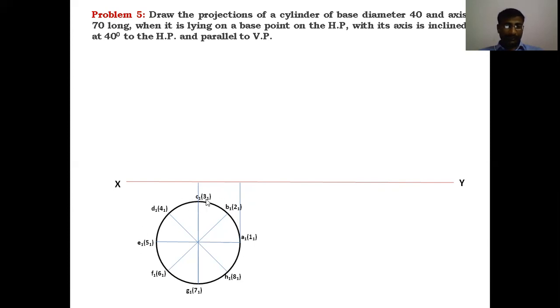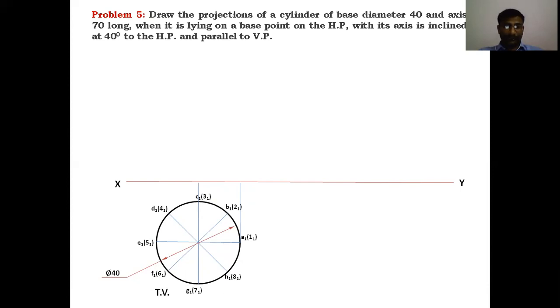Of those points, the upper base points are the lettering points, A1, B1, C1, D1 up to H1, and 1 1, 2 1, 3 1 up to 8 1 are the bottom base points. Those numbering points are invisible. After getting these points, you have to project each point onto the XY line. The diameter of the circle is given as 40. Like this, you have to give the dimensions and project the points.